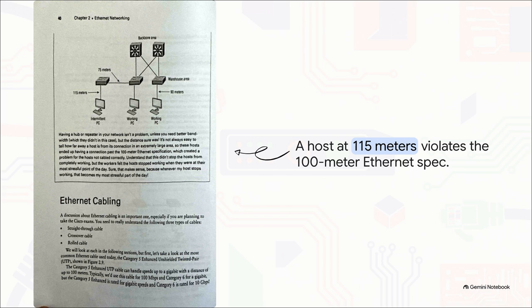Think about a PC that is connected to a hub 115 meters away, while that extra 15 meters directly violates the 100-meter Ethernet specification for unshielded twisted pair cable. Hosts situated within the proper 90-meter range work flawlessly, but that extra length on the distant PC is exactly what caused it to randomly fail during the absolute worst, most stressful parts of the day.